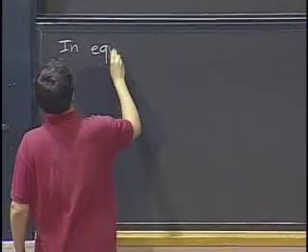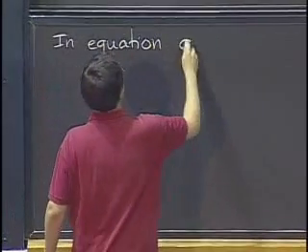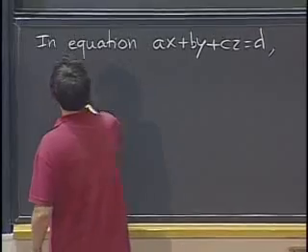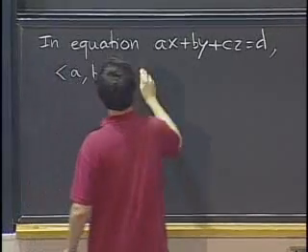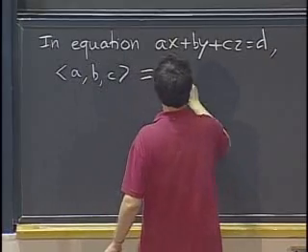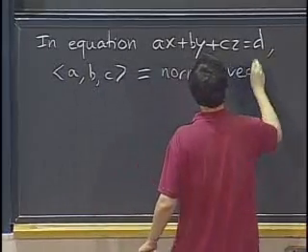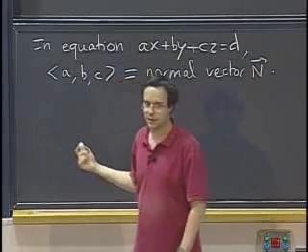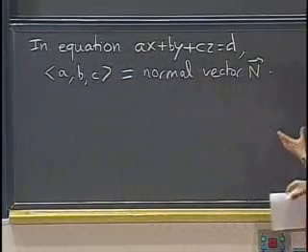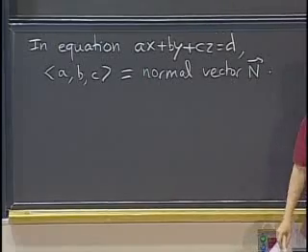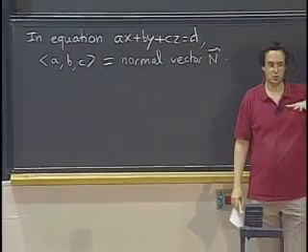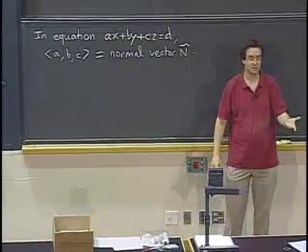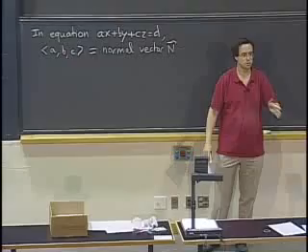In the equation ax plus by plus cz equals d, the coefficients a, b, c give us a normal vector to the plane. So what matters to us mostly is finding the normal vector. And in particular, if you remember last time, I explained how we can find a normal vector to the plane if we know points in the plane. Namely, we can take the cross product of two vectors contained in the plane.